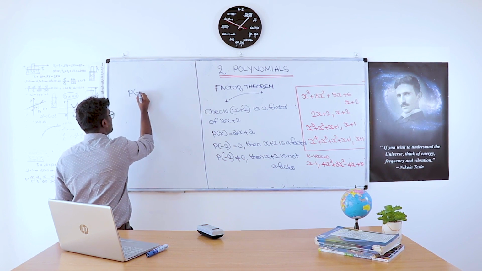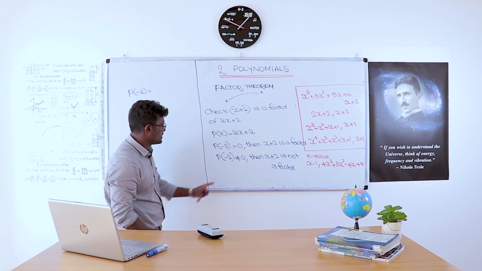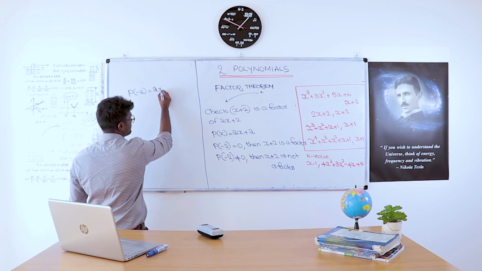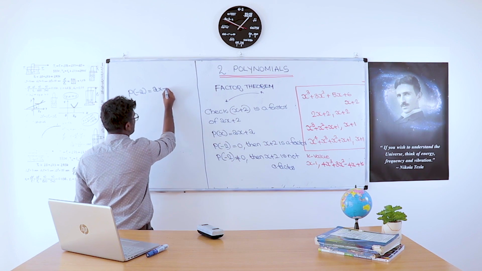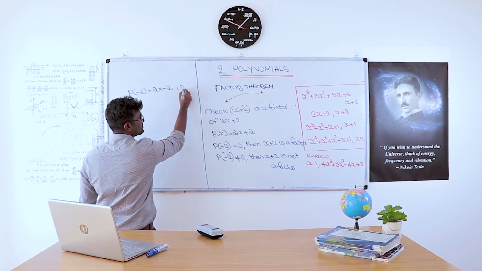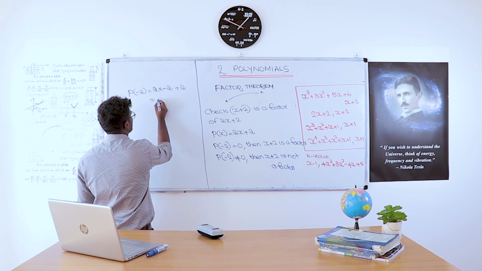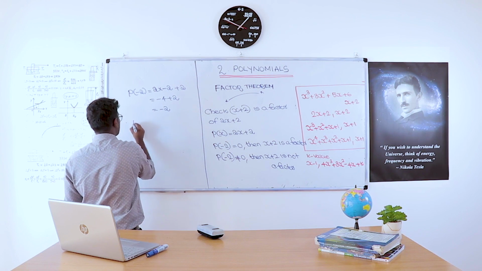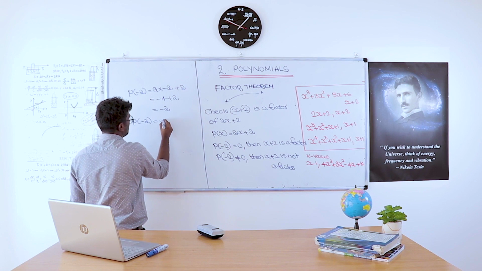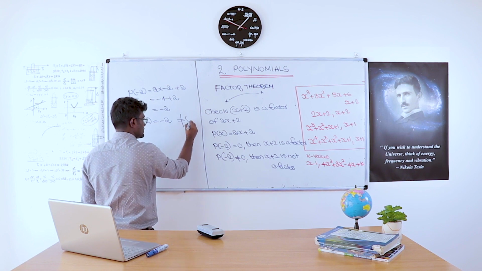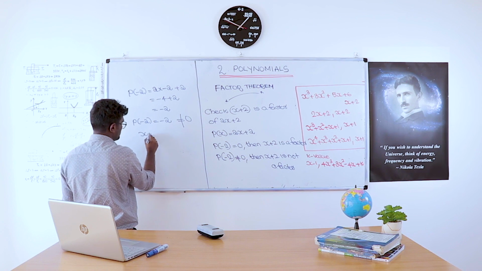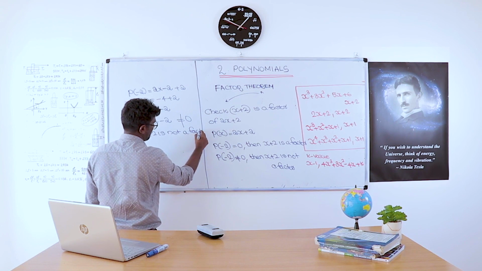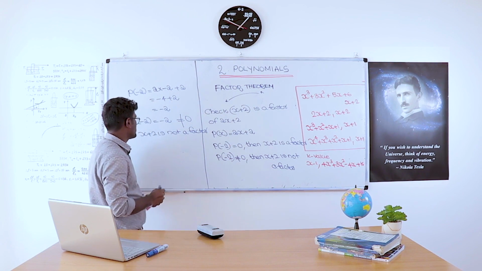P of x is equal to 2x plus 2, so p of minus 2 equals 2 into minus 2 plus 2. That is 2 into minus 2 equals minus 4, plus 2, which is equal to minus 2. That is, p of minus 2 equals minus 2, which is not equal to 0. That means x plus 2 is not a factor.